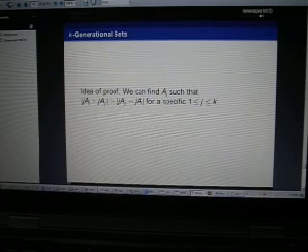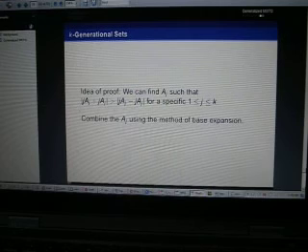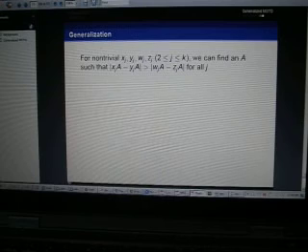The idea of the proof is we find a specific set A_j, which is going to have jA plus jA greater than jA minus jA, and then we combine the various A's together by using the method of base expansion and separating them out.